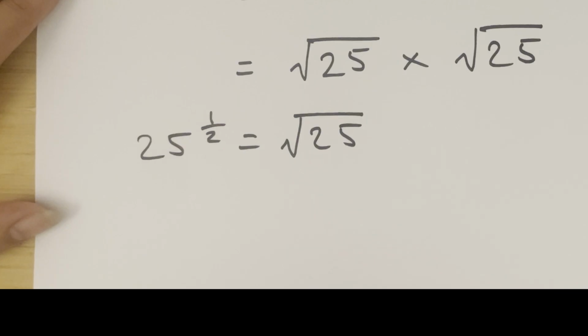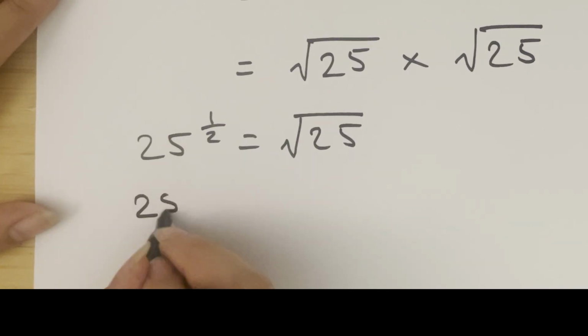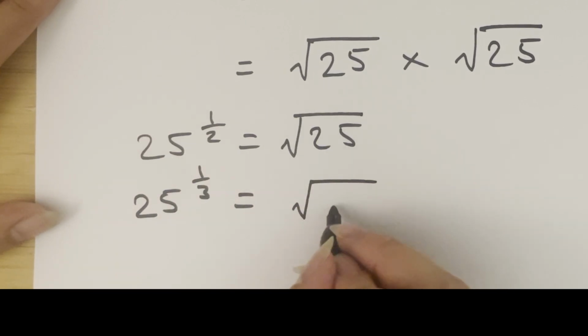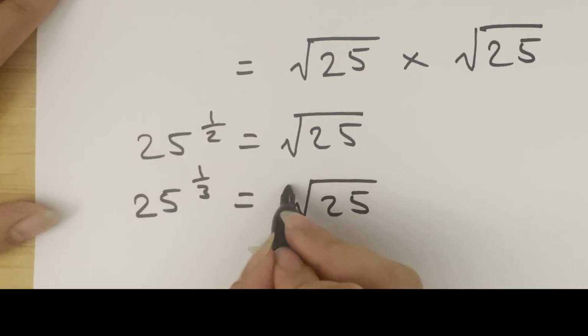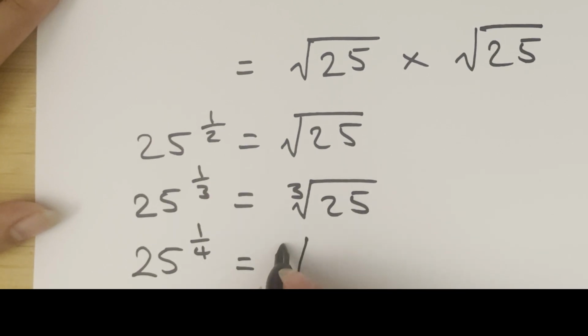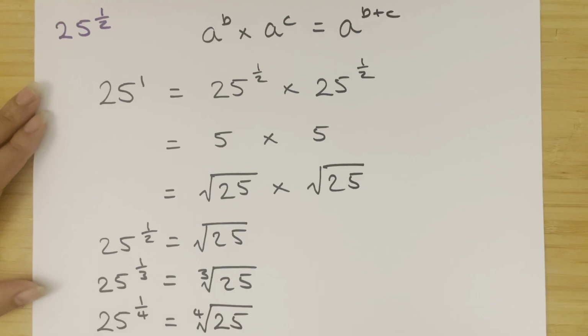So what if I had 25 to the power of a third? What we do instead is the cubic root. And again, if we had 25 to the 1/4, what we do is the quartic root. So that's how it works.